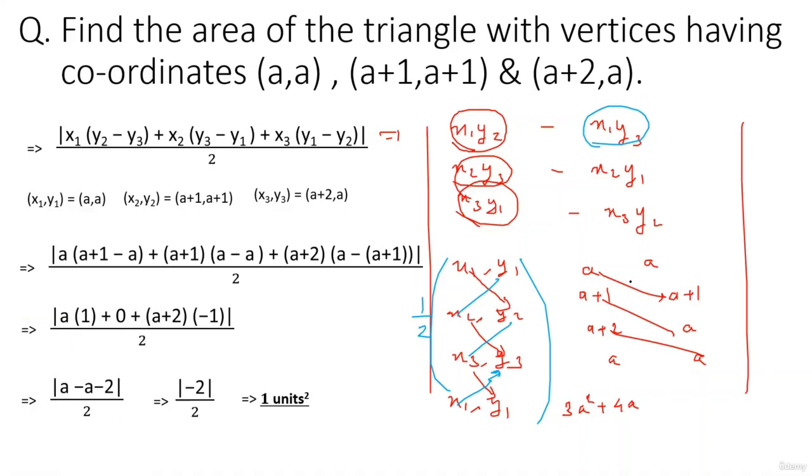Okay, let's find out product of these two terms. A into a plus 1 is again a square plus a. A plus 1 into a plus 2 is a square plus 3a plus 2. And addition of these two terms is nothing but a square. Right? So a square कितने बार आएगा guys? 3 बार. And 3a plus a is 4a. So we have 3a square plus 4a plus 2.